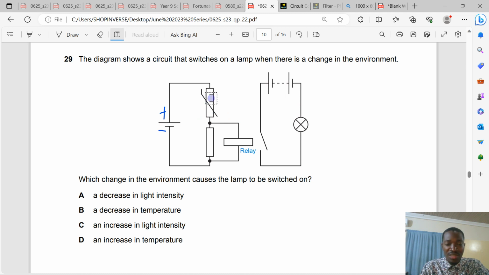When the temperature is low, the resistance here will be what? High. That means resistance here will be more than resistance here. That will be the design of this circuit. And the voltage across this light dependent resistor will be higher, while the voltage across this one will be lower, according to the voltage divider. Voltage is being divided according to the resistance. So when the resistance here is higher, more voltage will be across this and lower voltage will be here. When the voltage here is low, that low voltage will be seen by the relay and it won't be enough to switch on this circuit.